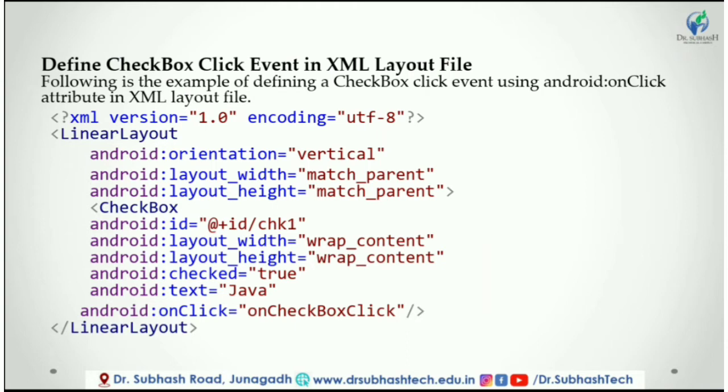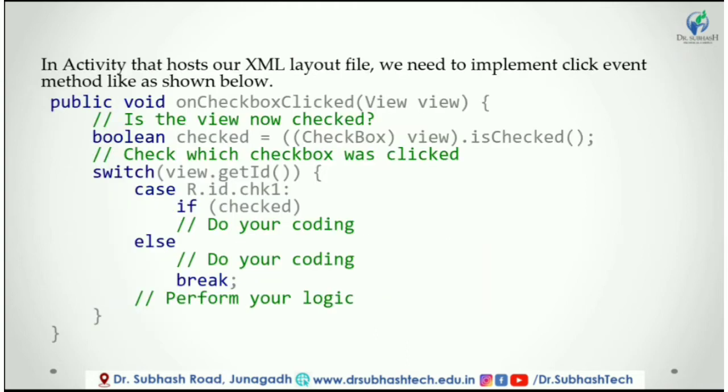The value of the android:onClick attribute must be the name of the method which we need to call in response to a click event, and the activity file which is hosting the XML layout must implement the corresponding method. Following is the example of defining a checkbox click event using the android:onClick attribute in an XML layout file. In the activity that hosts our XML layout file, we need to implement the click event method like as shown below.